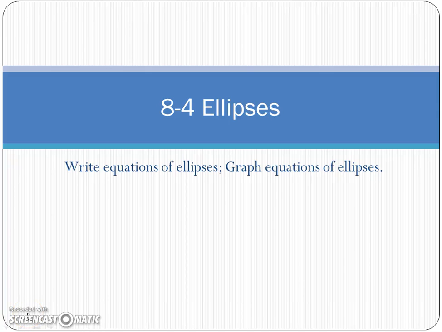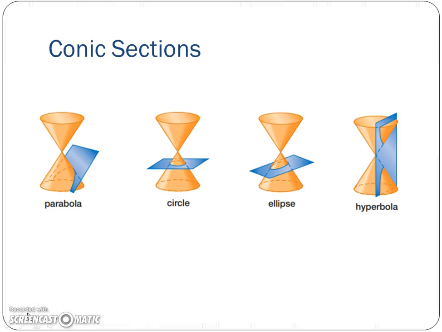Welcome to 8.4 ellipses. We're going to write equations of ellipses and also graph them. First, let's start with an ellipse. If you take a plane, cut it through one of the cones, but add a slant, instead of cutting it, you have to go all the way through the cone, you get the ellipse.